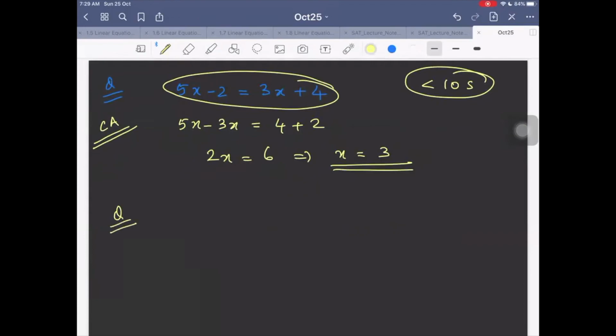Just yet another quick question. 2k minus 5 is equal to 3 into 1 minus 2k.